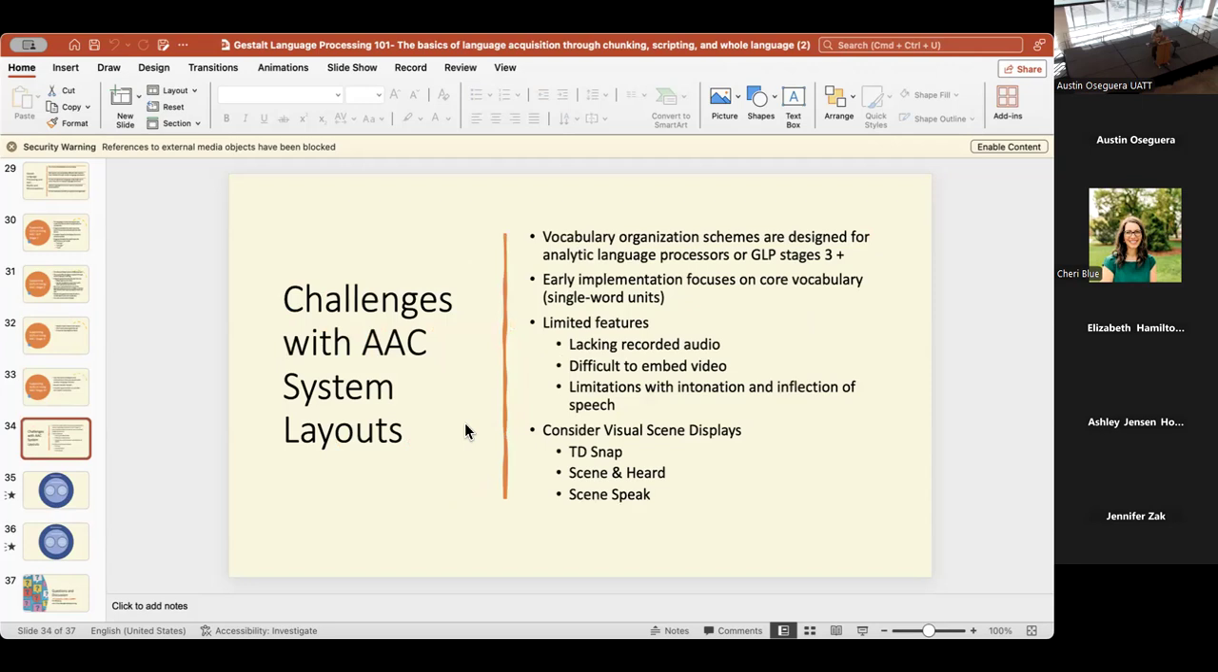Some challenges with AAC system layouts, which is some of the things that we talked about, is the vocabulary organization schemes. They're really designed for people who are GLP 2 or 3 or later, really 3 or later when they've gotten to single words. And they lack some features, such as recorded audio. It's difficult to embed video sometimes, and that can be really helpful, but consider visual scene displays. TD Snap has an option for a visual scene display. Seen and Heard is an app that has visual scene display, and Scene Speak is another one.